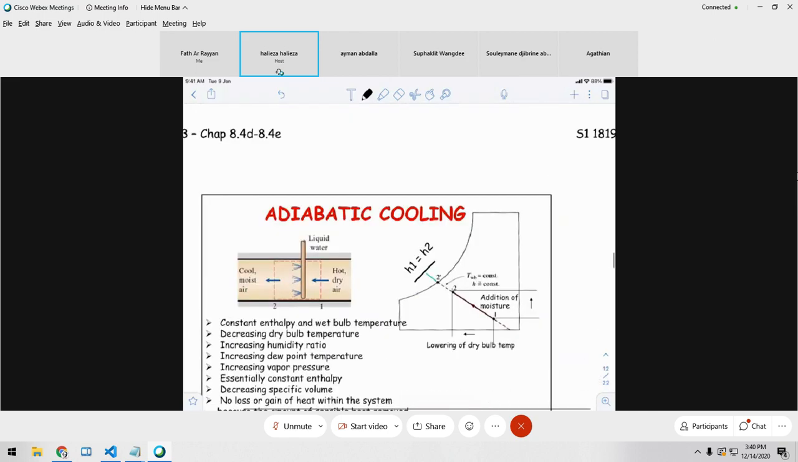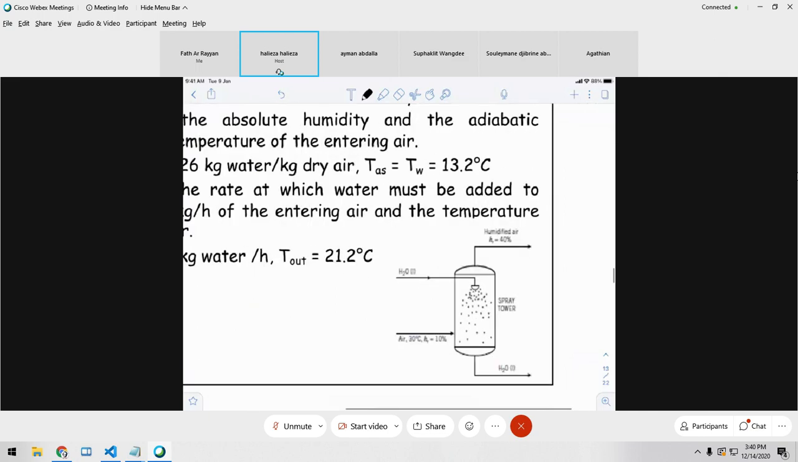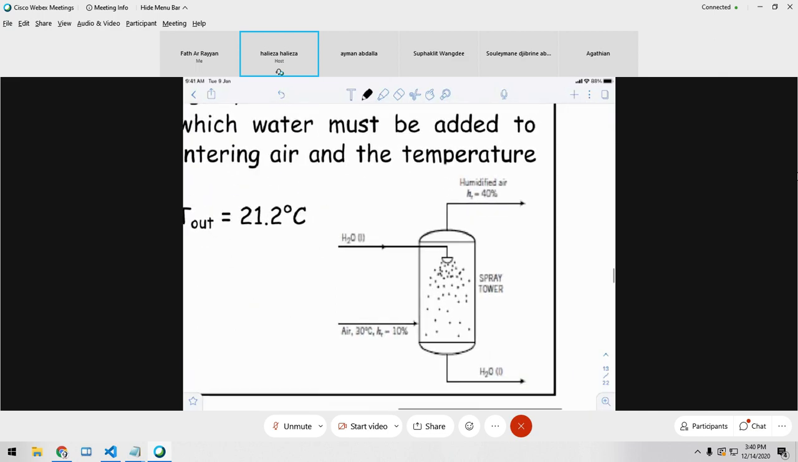If you look inside your textbook, the setup looks like this. This is the diagram inside the textbook. Your liquid water is being sprayed. Your hot air is coming in. For example, in this case, your hot air is at 30 degrees C. Now it's going to be cooled down. There's no mention of what temperature it is, but it's going to be cooled down. This is the outlet air coming out, cooled down.